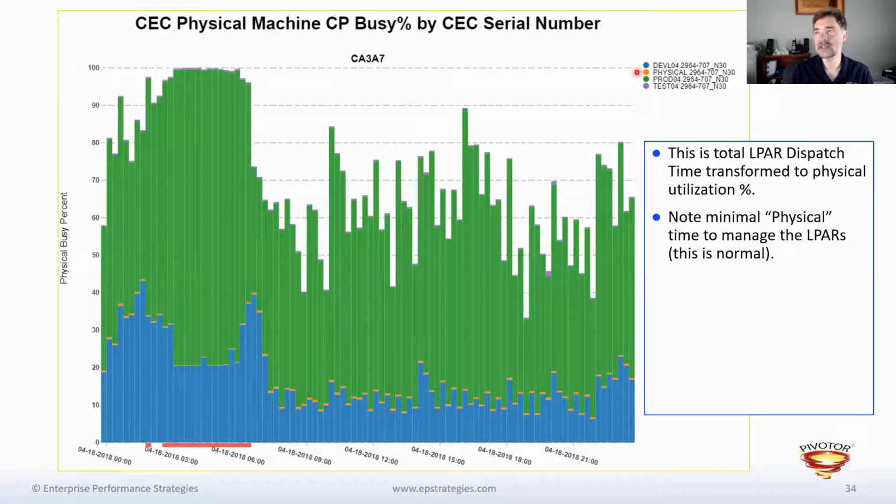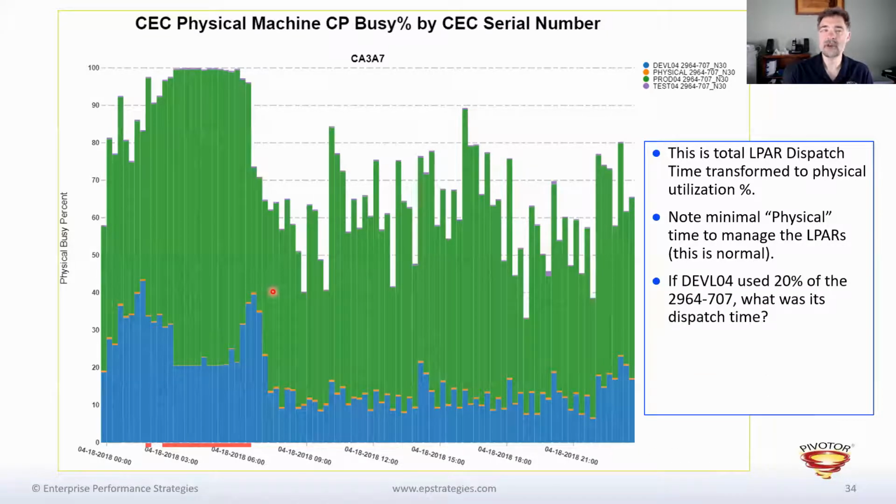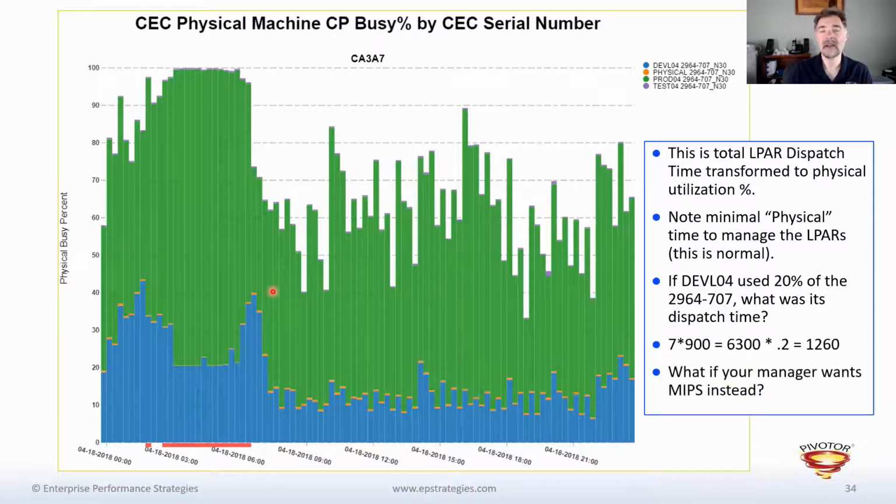Notice too, though, that this orange physical here is a very tiny little time slice here. And that's as we would expect. And so we can do some calculations here, right, to say if this particular LPAR used 20% of the machine, what was its dispatch time? We can go do the math, and it all works pretty easily, right?